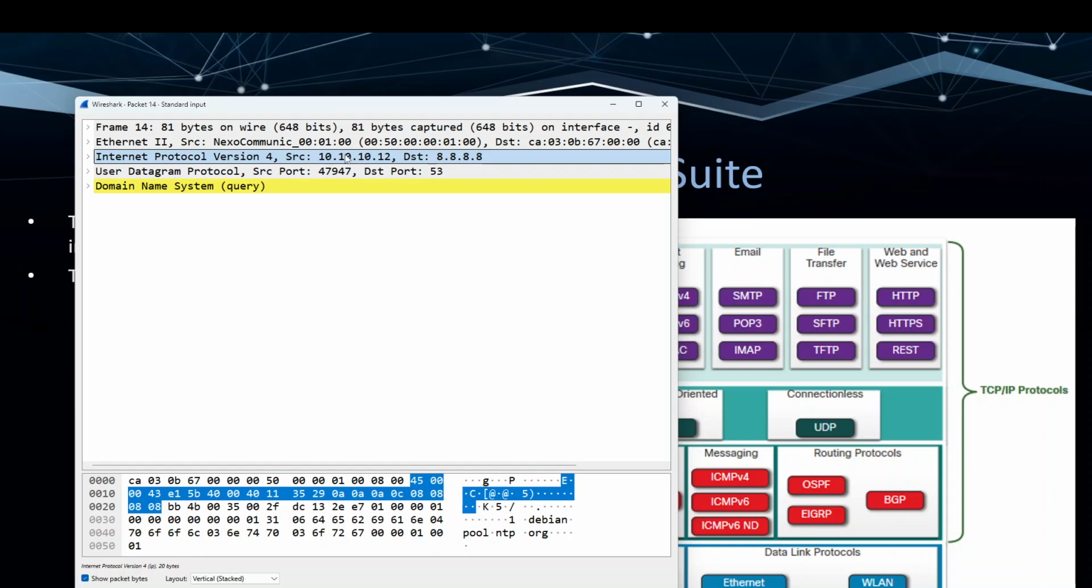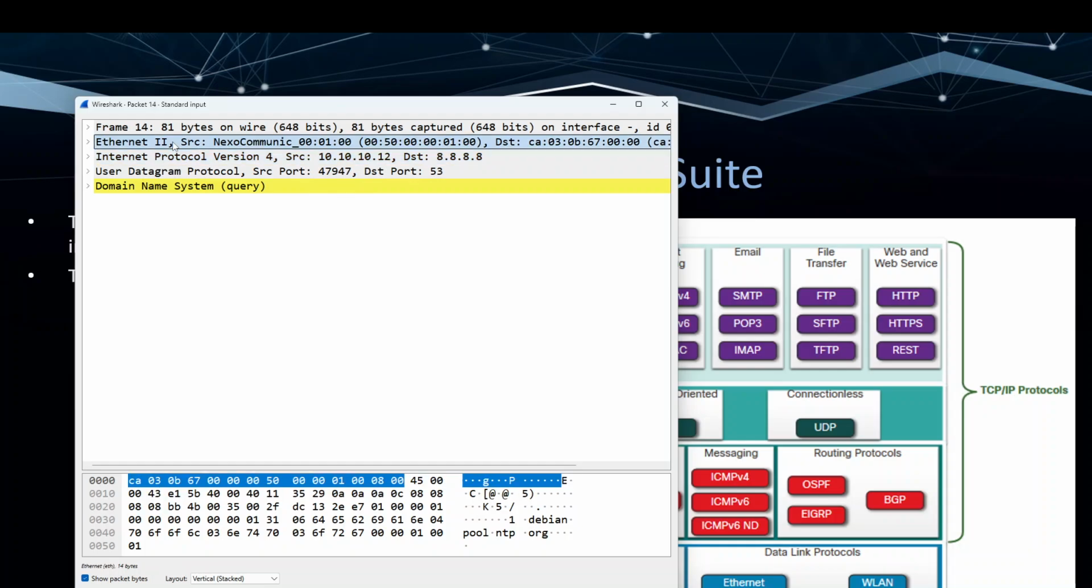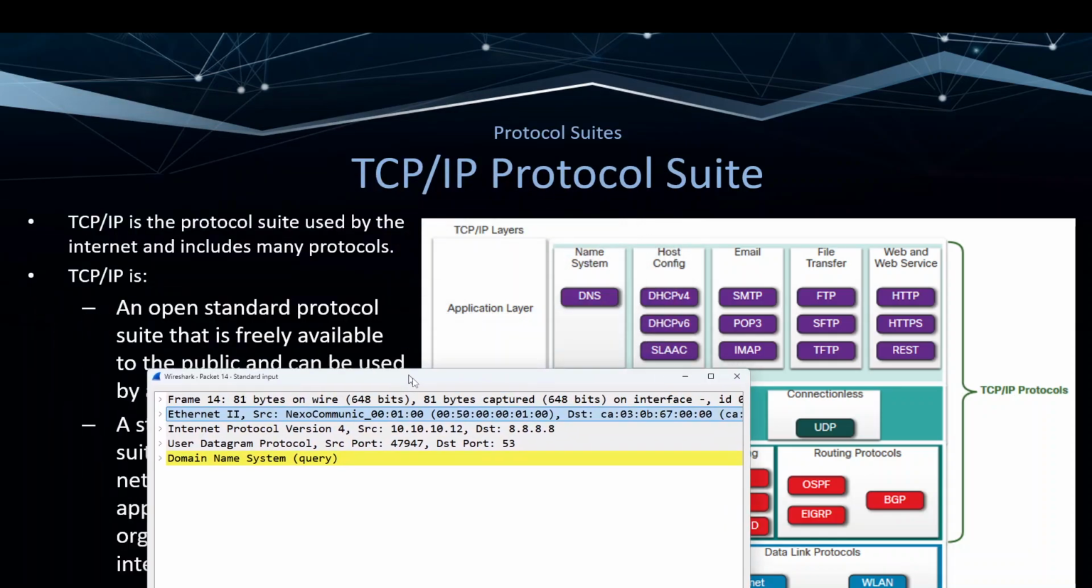So the source is coming from PC1 and going to the DNS server on the internet, 8.8.8.8, as you can see right here. At the network access layer, we're going to find the MAC addresses, the source and the destination MAC address. And this is actually the 5 layers of the TCP/IP suite.